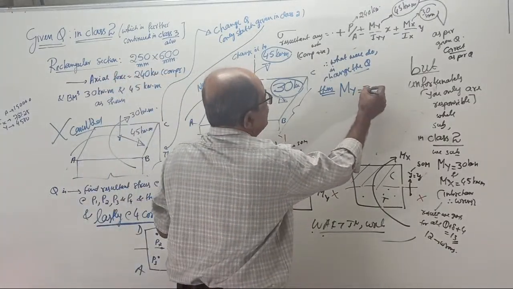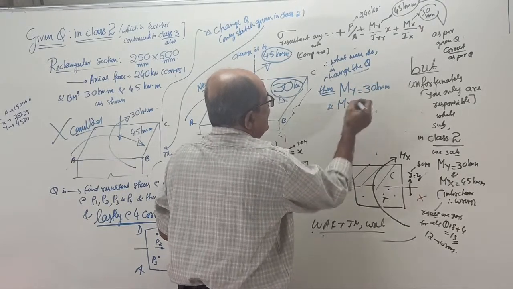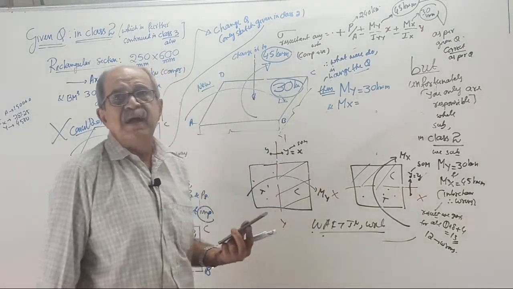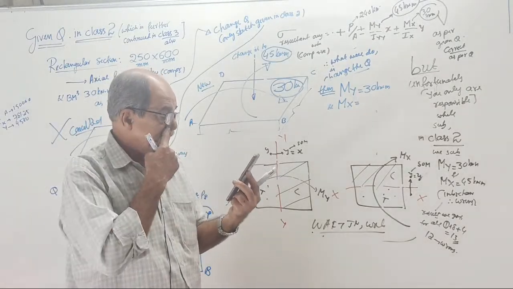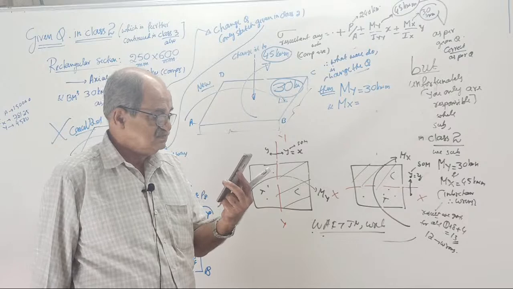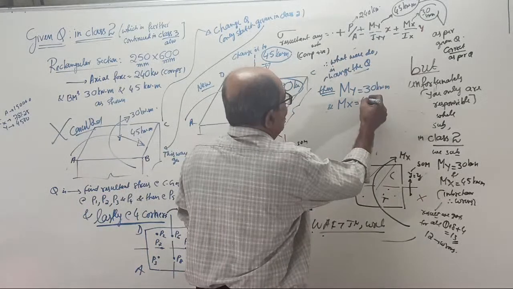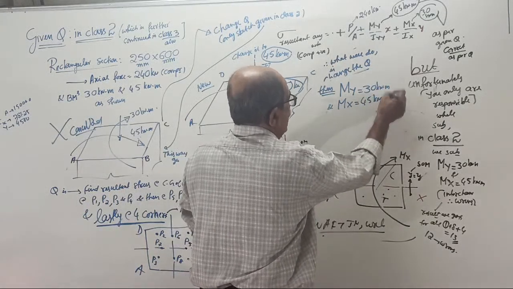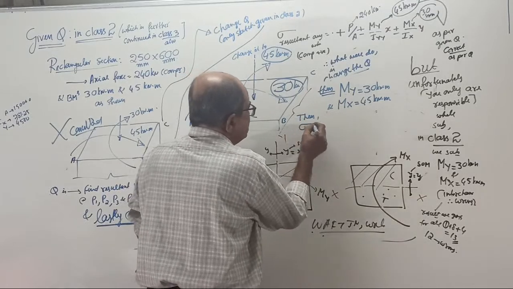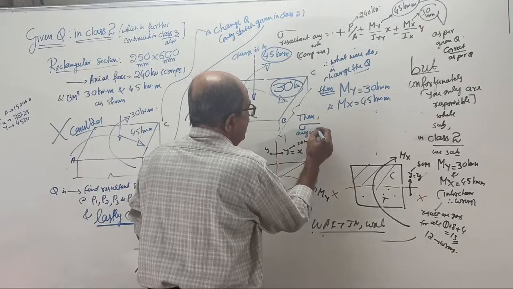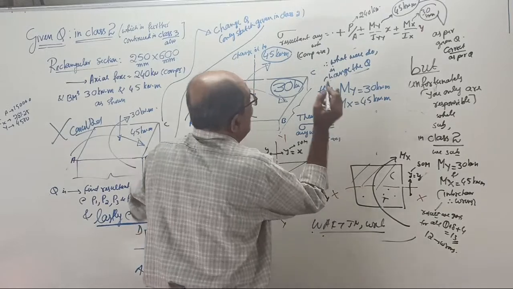My will be 30 kilonewton meter and Mx equal to how much? Mx equal to 45 kilonewton meter. Then your resultant stress anywhere, with compression positive, becomes what?